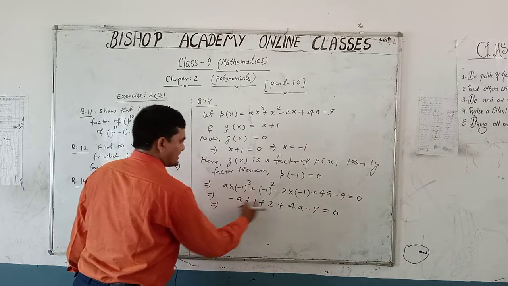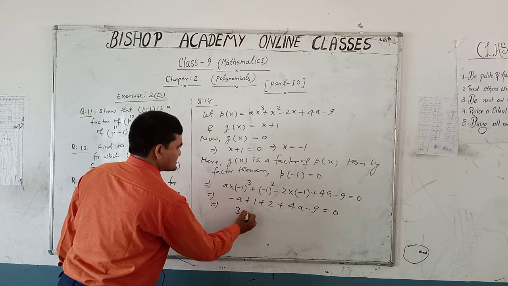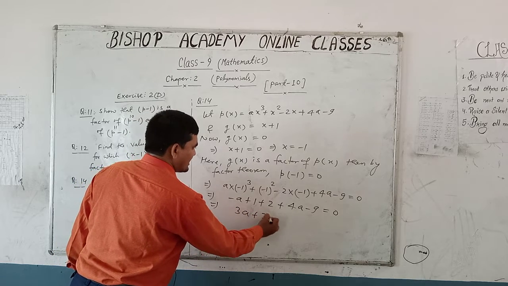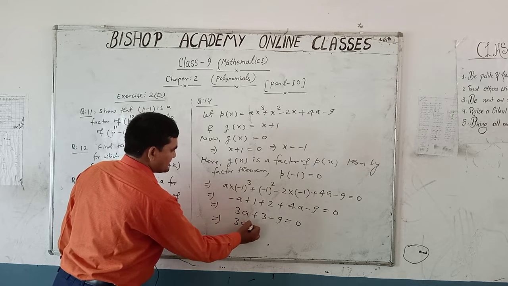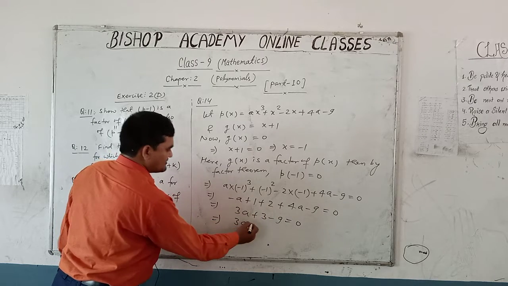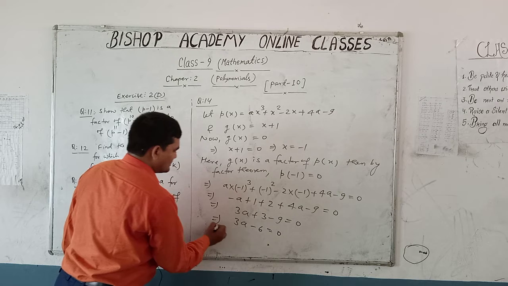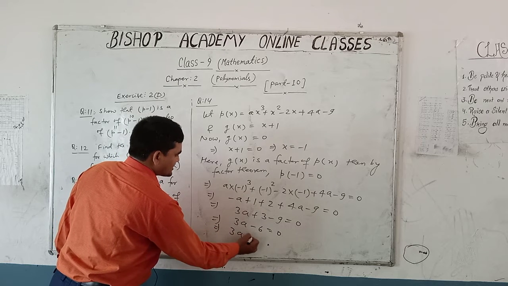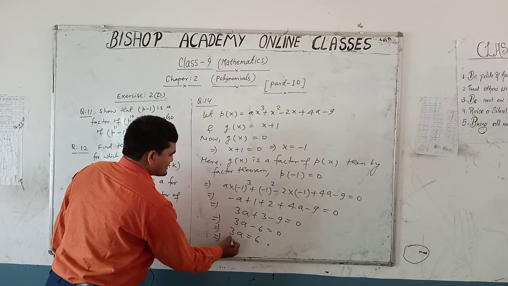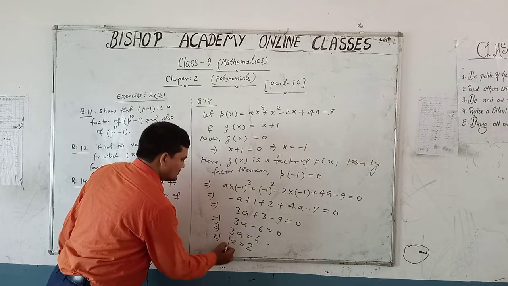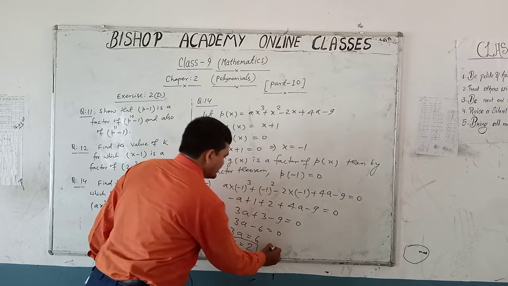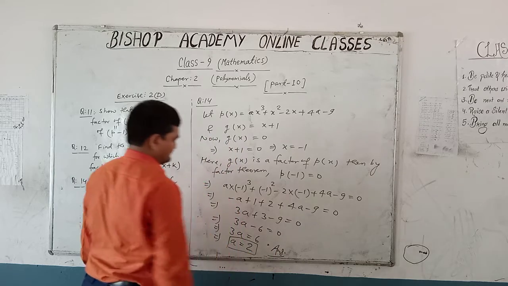This implies that minus a plus 4a means 3a, plus 3 minus 9 equal to 0. This implies that 3a plus 3 minus 9 means minus 6 equal to 0. This implies that 3a equal to 6, means a equal to 6 by 3, means 2. Here value of a is 2.